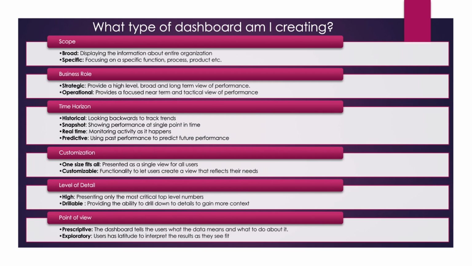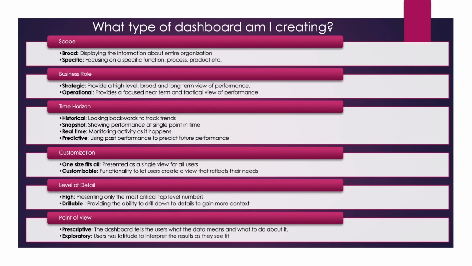Once we are clear with the scope, the second one is business rule. Are we providing high-level broad information with a long-term view of the performance, or a focused, near-term and tactical view of the performance? We need to make sure whether we are creating a dashboard for a strategic view or for an operational view, so that we can modify our draft or the design of the dashboard.